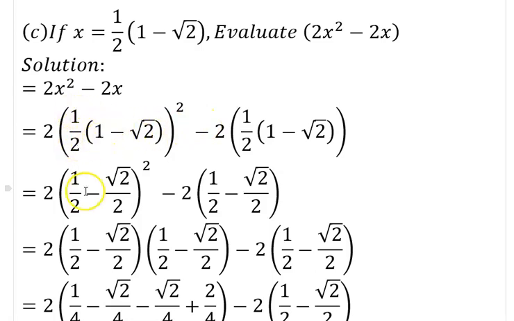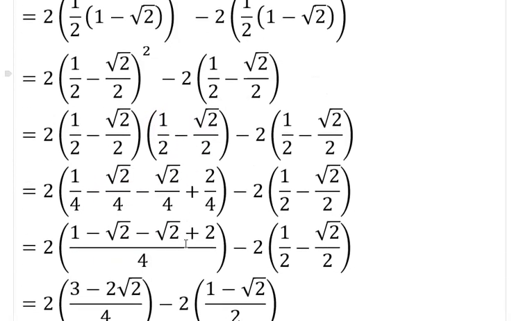1 over 2 times 1 will give us what? 1 over 2. 1 over 2 times minus root 2, it's just like saying 1 times root 2, will give us root 2 over 2. We've opened up this bracket. The same thing, if we open up this bracket, we still have what we have here: 1 over 2 minus root 2 over 2. Beautiful. But this one is having a square, which means there are 2 of these, one of these and the other one.